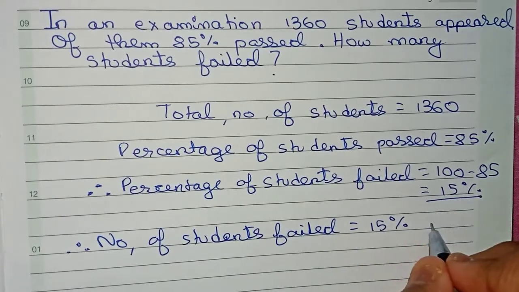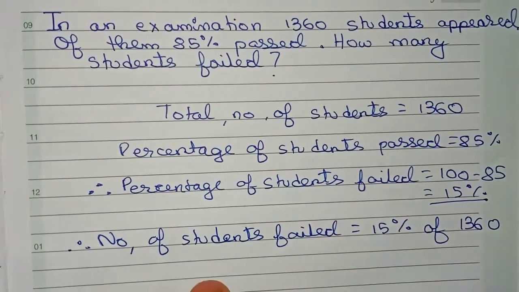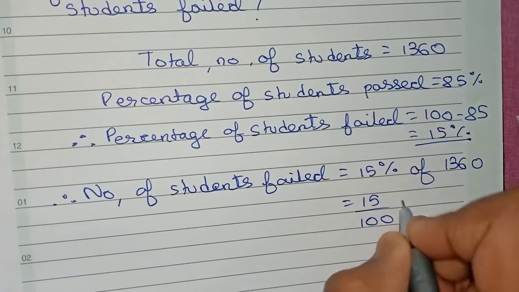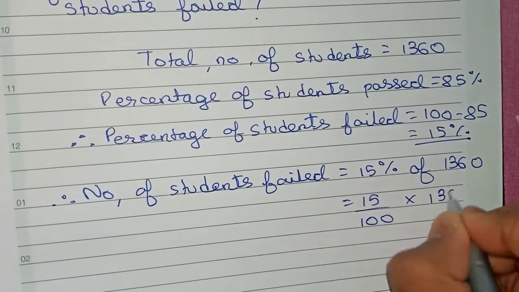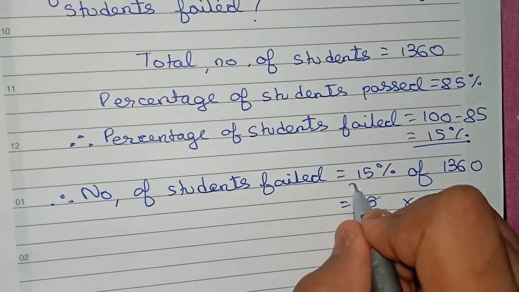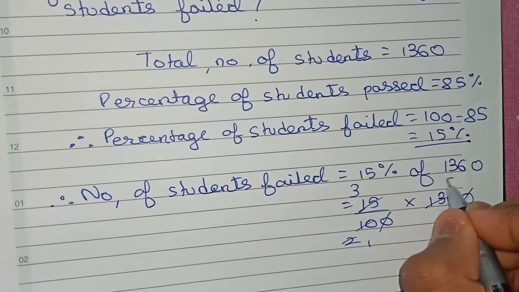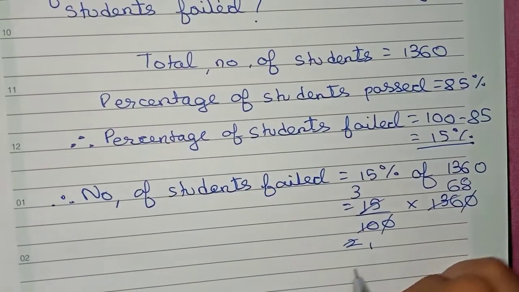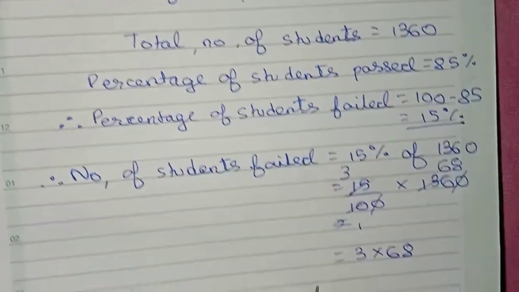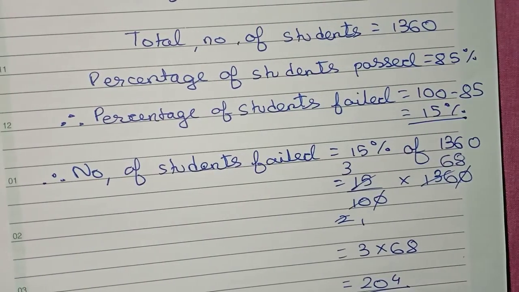15%, that is the number of students who failed, of 1360, that is the total. So 15% we can write as 15 by 100. Of means multiply into 1360. First you cut the zeros. Now I cut 15 and 10 by 5. Now I cut 136, it will become 68. So it remains 3 into 68, which is equal to 204. So this will be the final answer for this question.